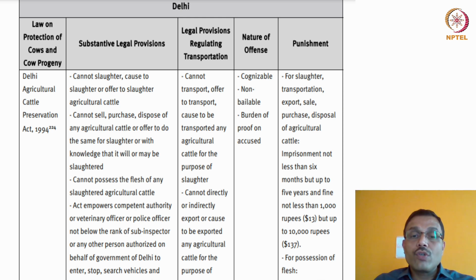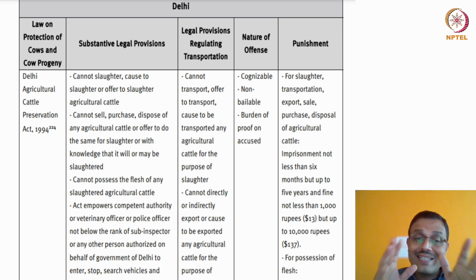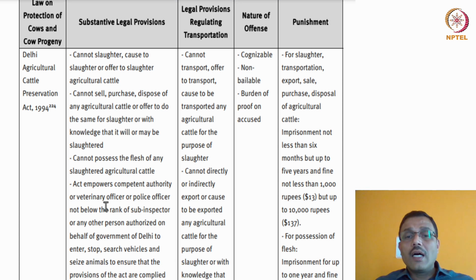You will notice that we are also going to speak about who is a competent authority. There are designated competent authorities under these legislations, what they can do, and how they can implement them. So in Delhi, under the 1994 Act, a sub-inspector is also authorized on behalf of the government of Delhi. He can enter, stop, search vehicles, seize animals. These are the powers that they have. You cannot slaughter, you cannot sell, you cannot possess the flesh as well, right?